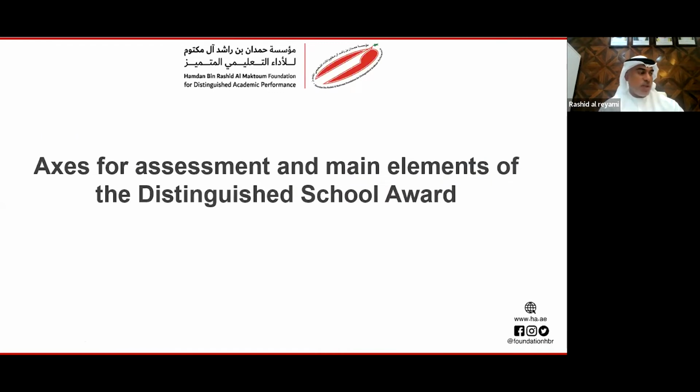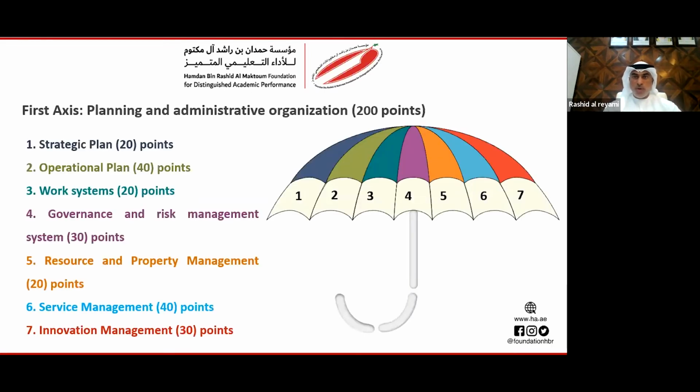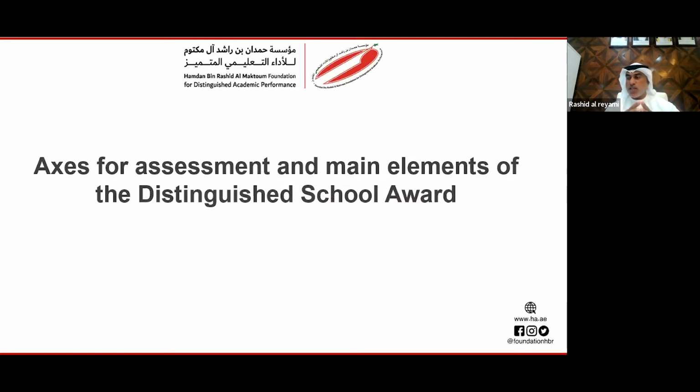Now we get to the criteria, which is the axes for assessment and main elements of the distinguished school. Just before we start, I want to remind you we have 4 axes, which is 4 criteria. Today we will take criteria number 1 and the result of it.